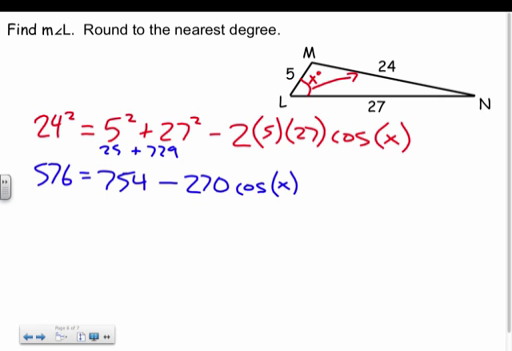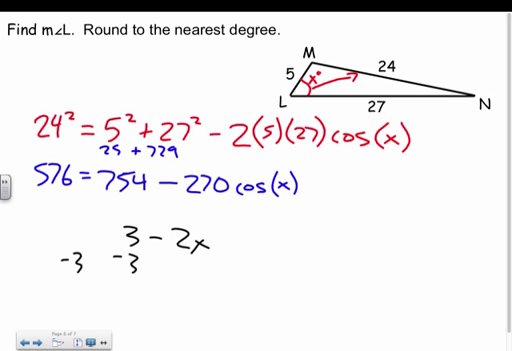Oh yeah, so let's start thinking here. I got to get x by itself. Well, eventually I'm going to have to do the inverse cosine, aren't I? Because I got to solve for an angle measure. Well, I'm going to have to get this cosine of x all by itself. So right now it's being multiplied by a negative 270, and it also is being added to 754. So this goes back to your algebra rules. It'd almost be like if I had something like 3 minus 2x, what do I do first?